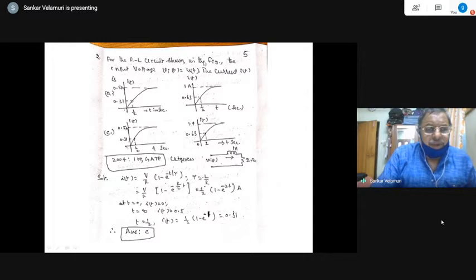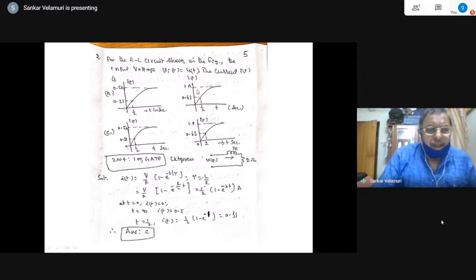For the RL circuit shown in the figure, the input voltage Vi(t) equals u(t), that is a step function. The current i(t) is given in the figures. Now what is required is to compute at what time it tallies. This is the characteristic curve of the current response that is well known for an RL series circuit with a step function input. The formula for that is i(t) equal to V by R into 1 minus e power minus t by tau. That is known to us.